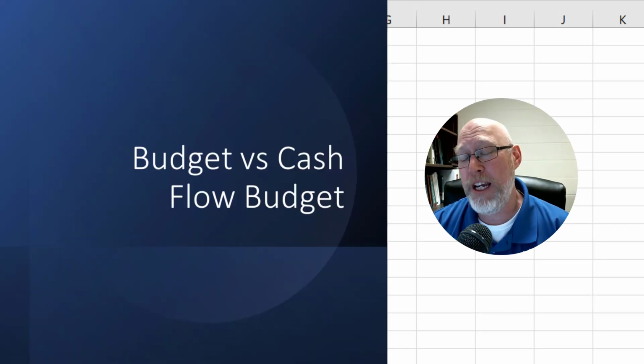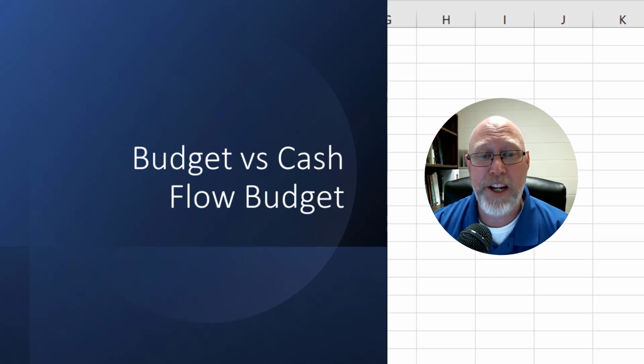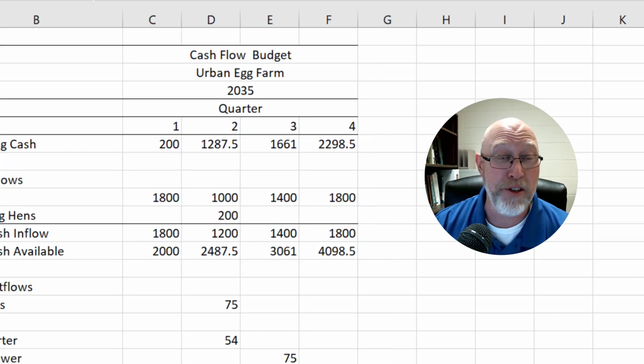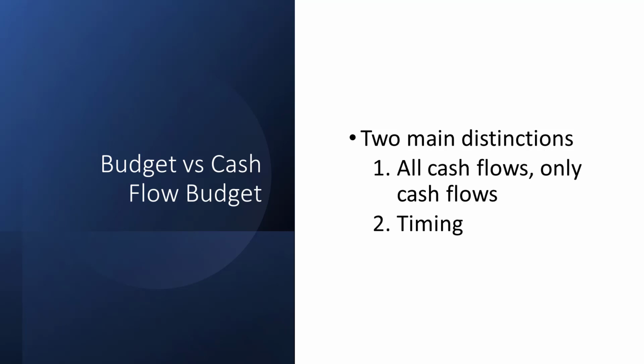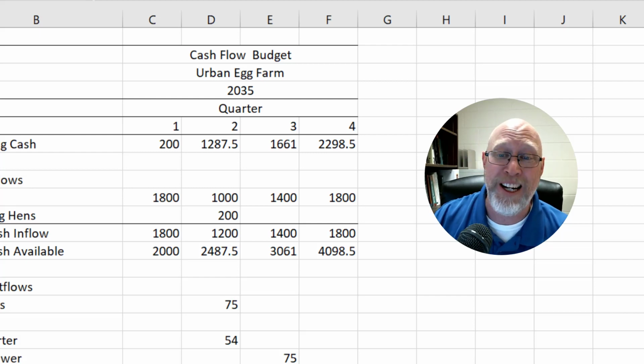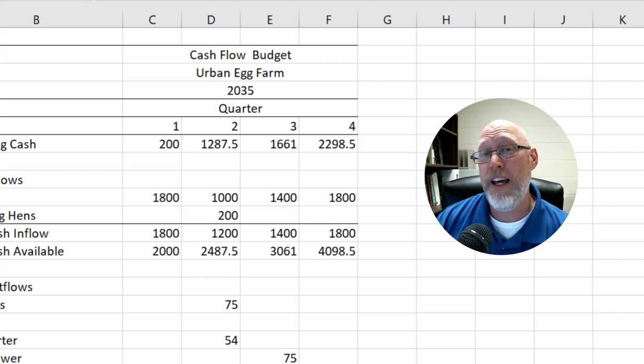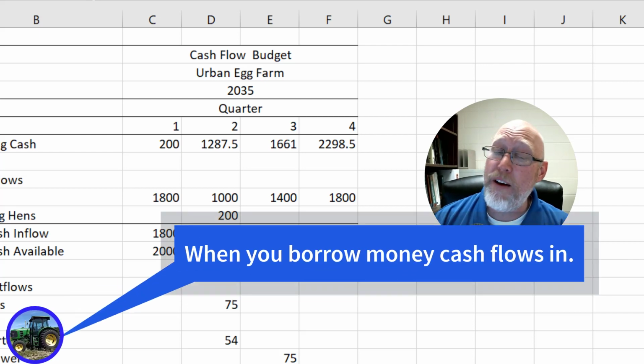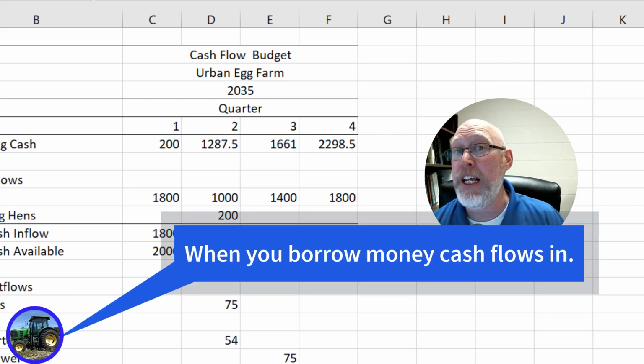The difference between the budgets we've done so far and a cash flow budget, there are two main distinctions. The first one is a cash flow budget is all cash flows and only cash flows. And the second one is timing. So the timing and the actual movement of the money in and out of your bank account as you conduct business.